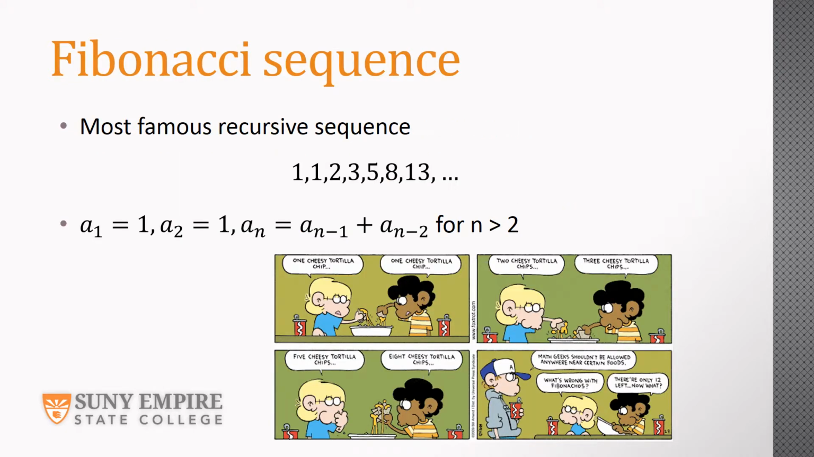The most famous recursive sequence is the Fibonacci sequence, which is 1, 1, 2, 3, 5, 8, 13, and so on. Formally, it is defined as a sub 1 equals 1, a sub 2 equals 1, and a sub n equals a sub n minus 1 plus a sub n minus 2 for any n greater than 2.